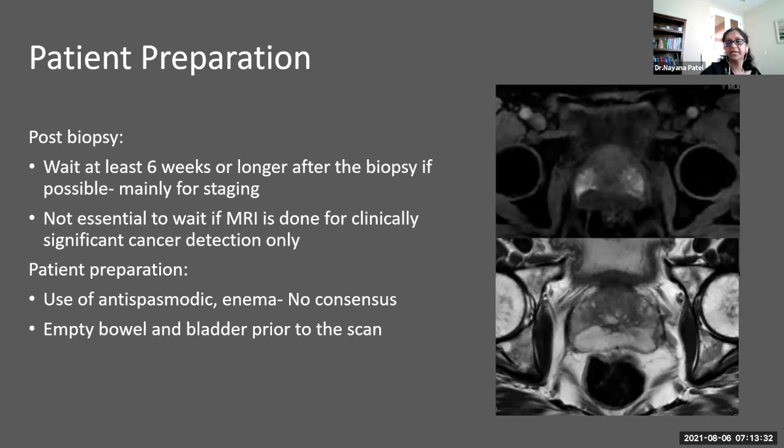And here we have an example of the hemorrhage within the prostate gland on T1 fat suppressed images. So it appears high signal intensity, and corresponding T2 weighted images showing the low signal intensity in the area of the hemorrhage.